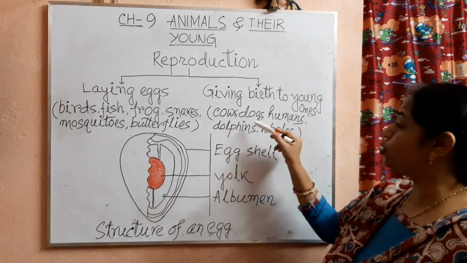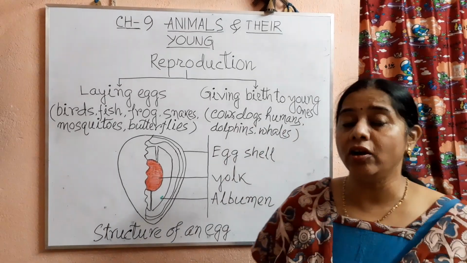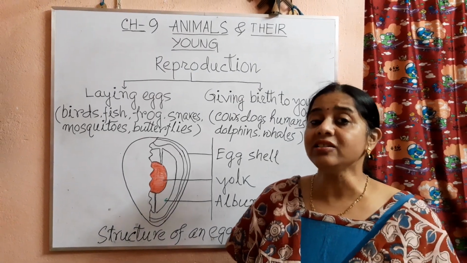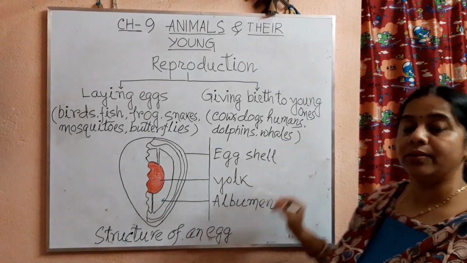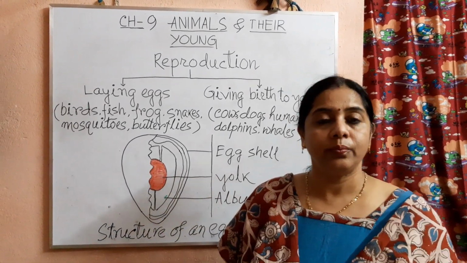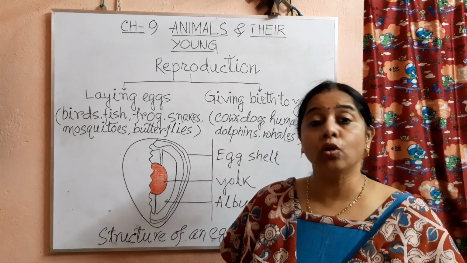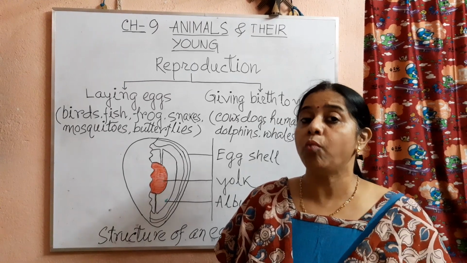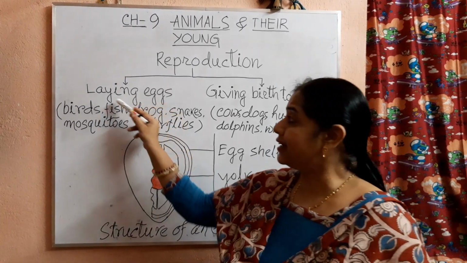Mammals like cows, dogs, humans, tiger, lion, giraffe and some aquatic mammals like dolphins and whales, directly they give birth to babies. In this case, the baby grows inside the mother's body. Understood? Second process is laying eggs.